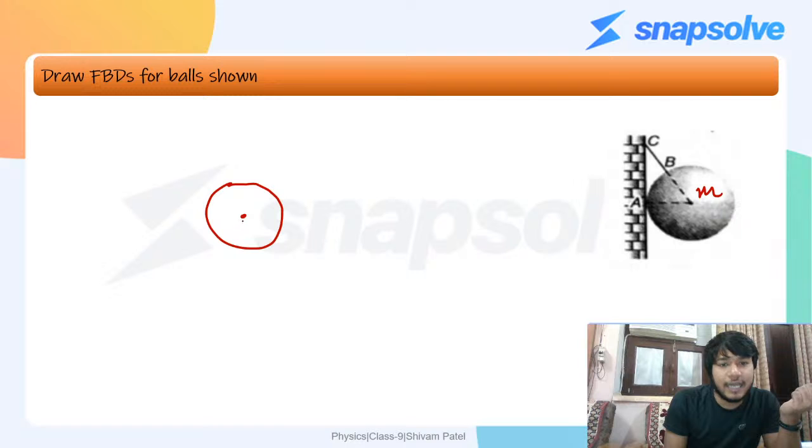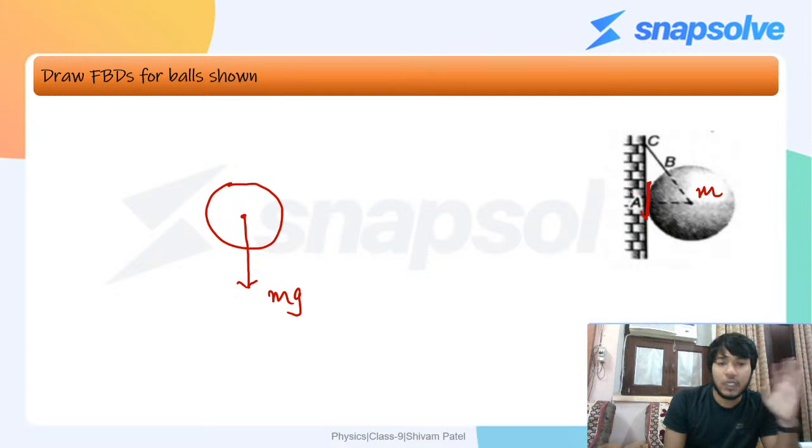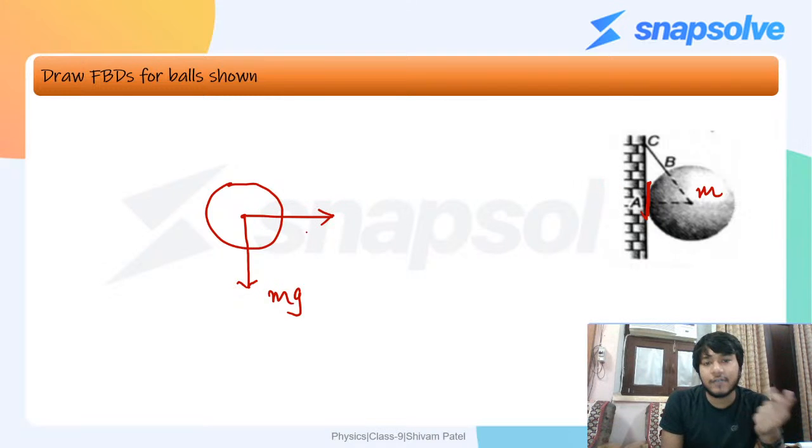So mg will act downward. Weight will always act in the vertically downward direction, right? So mg is acting in the downward direction. Now this surface of the ball and wall is in contact with each other. So the normal reaction force from the wall will act on the ball perpendicular to the surface like this. Let's call this normal N, as there is only one normal, right? Now there is the string attached to the wall, the CB string, right?